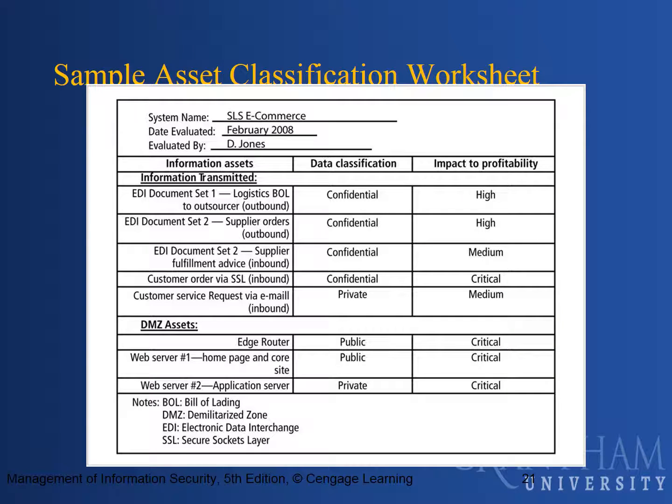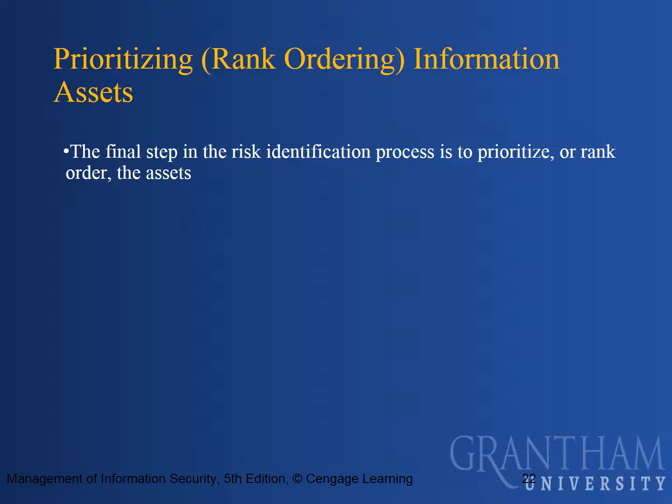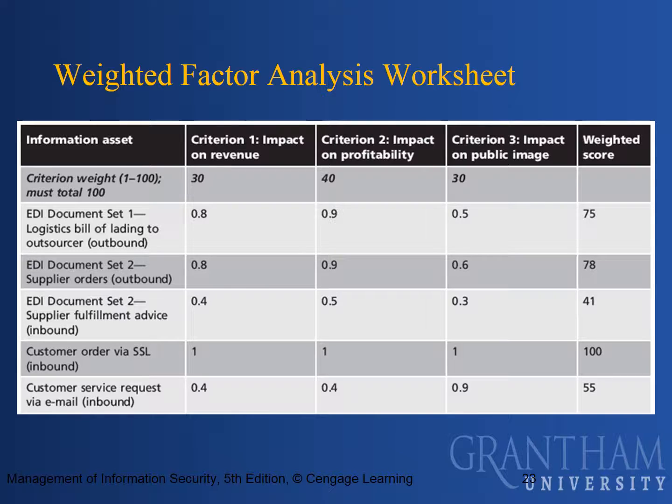Note here is a sample asset classification worksheet. It has a system name, the date evaluated, who evaluated it, information assets, the data classification, and the impact to profitability. When prioritizing or rank ordering information assets, remember this goal can be achieved by using a weighted table analysis. In the weighted factor analysis worksheet shown here, note the criterion 1, 2, and 3 with the weighted score at the end being calculated.